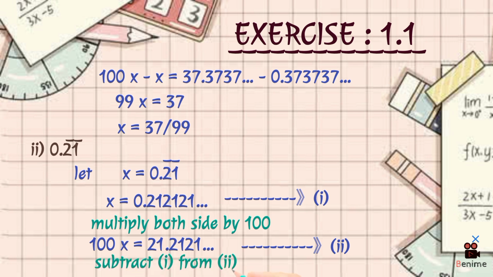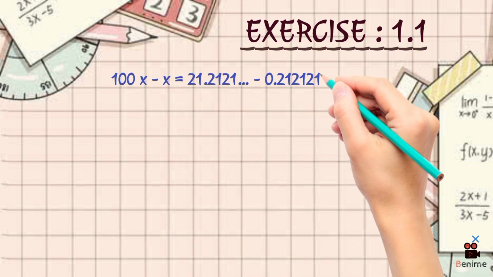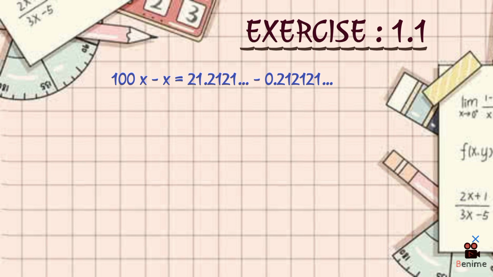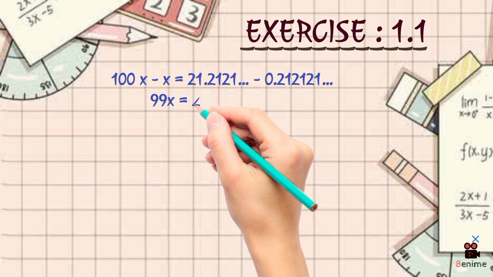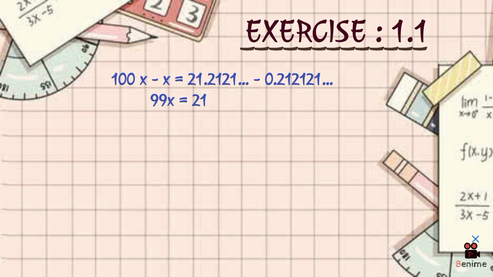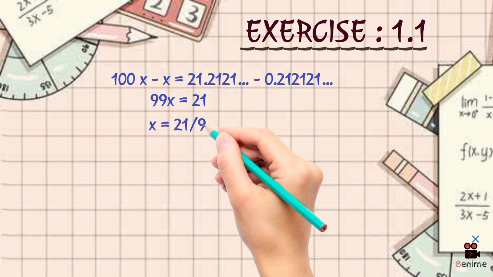Next step is to subtract equation 1 from 2. Now equation becomes 100x minus x equals 21.2121 and so on minus 0.2121 and so on. 100x minus x becomes 99x and right side becomes 21. Next x equals 21 by 99.